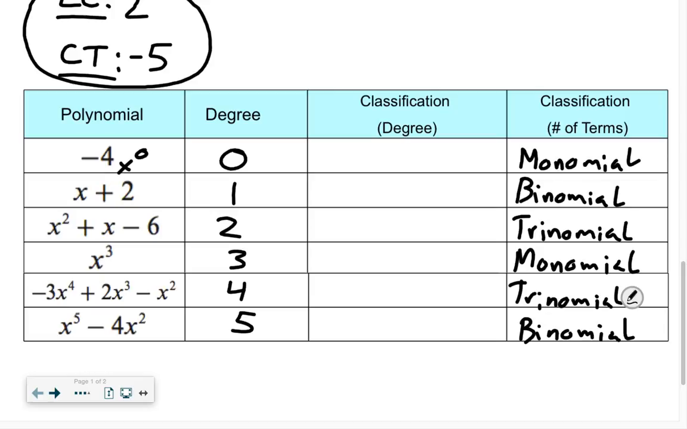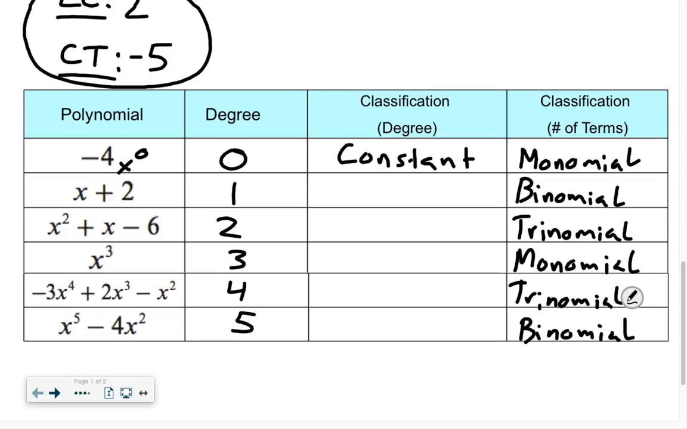The ones that we struggle with is when we classify by the degree, because we're dealing with names that some of them we've heard of before and some of them we have not. If our degree is 0, we call this the constant term. So this is classified as being constant, where it is a constant expression.